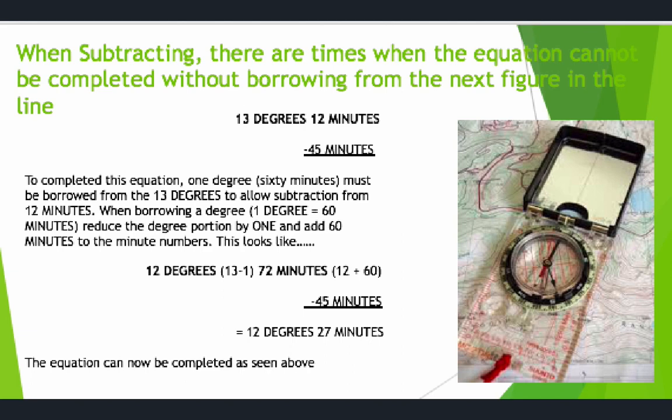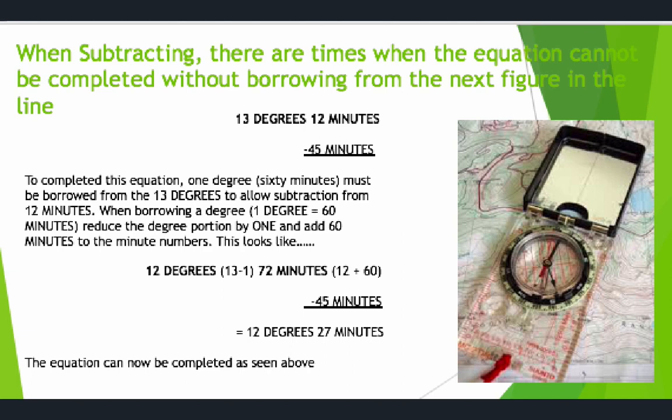Let's use the following example. Say we had 13 degrees and 12 minutes minus 45 minutes. To complete this equation, 1 degree, or 60 minutes, must be borrowed from the 13 degrees to allow subtraction from the 12 minutes. When borrowing a degree, remember 1 degree equals 60 minutes, reduce the degree portion by 1 and add 60 minutes to the minute numbers.